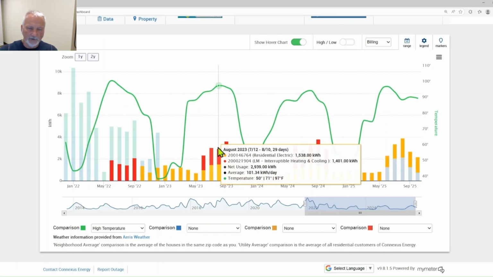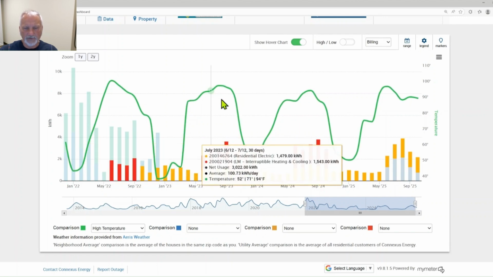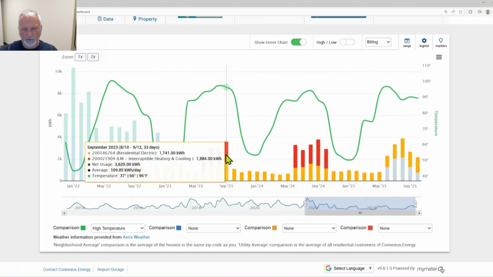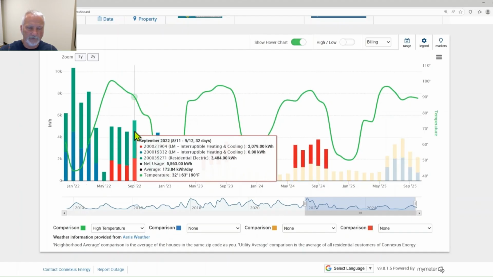Then I got my new air conditioner, and I go back to September of 2023. Average temperature is 96 degrees, and I was billed with my new air conditioner 1,741 kilowatt hours. So that's a difference of about 1,700 kilowatt hours, and it comes out to just over $200. So I paid $200 less that month than I did back in 2022 by buying a new air conditioner.